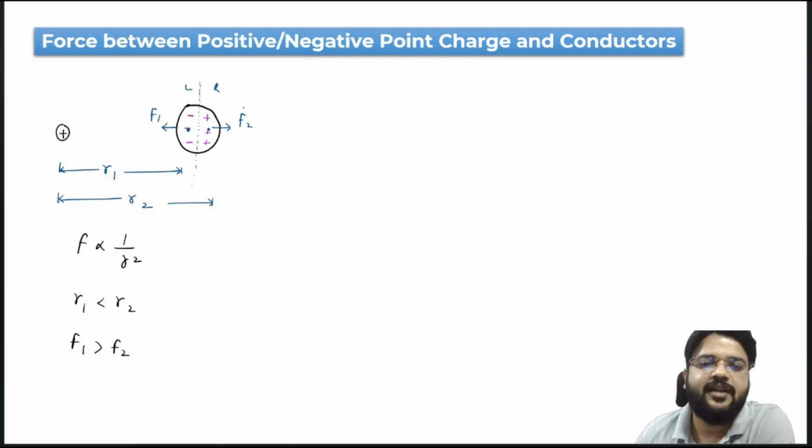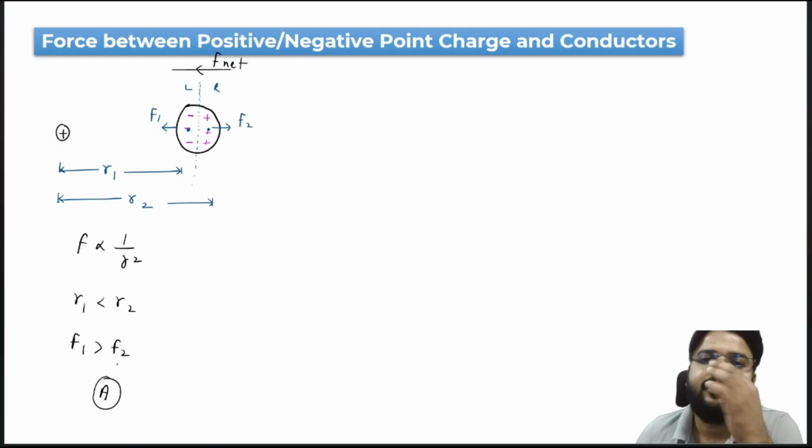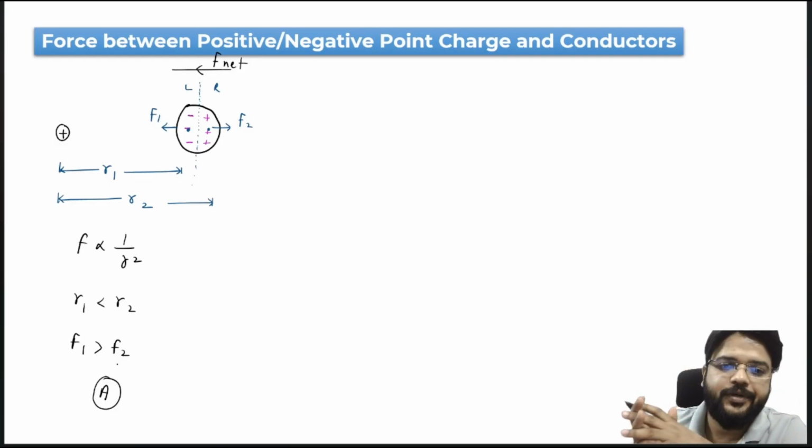So if F1 is greater as compared to F2, it should be attraction, everyone. Net force is acting toward the point charge because F1 is greater. So between these two, what is happening? They are attracting each other. So if we put one point charge and one neutral conductor near each other, then they attract each other, everyone.